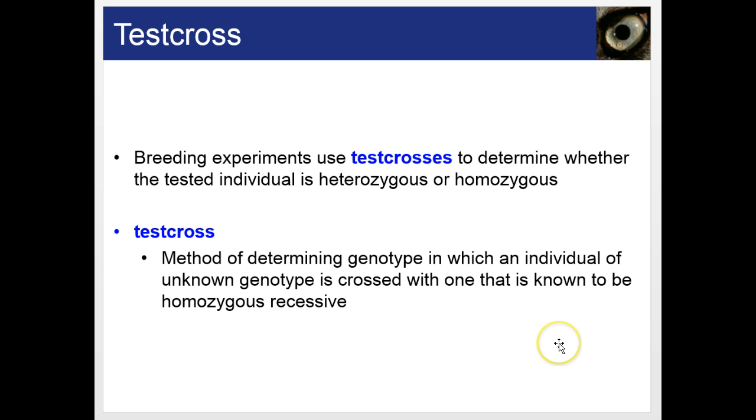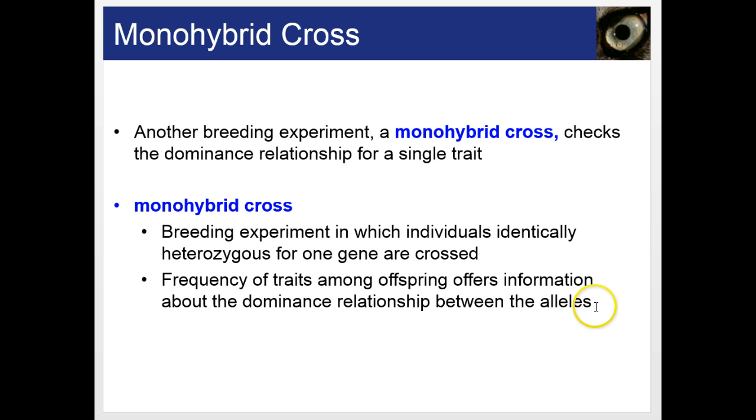Often in breeding programs, that is used. Another breeding experiment, a monohybrid cross, checks the dominant relationship for a single trait. That's basically what I just described. Again, I'll read this: the monohybrid cross is a breeding experiment in which individuals identically heterozygous for one gene are crossed, and the frequency of traits among offspring offers information about the dominance relationship between the two alleles.